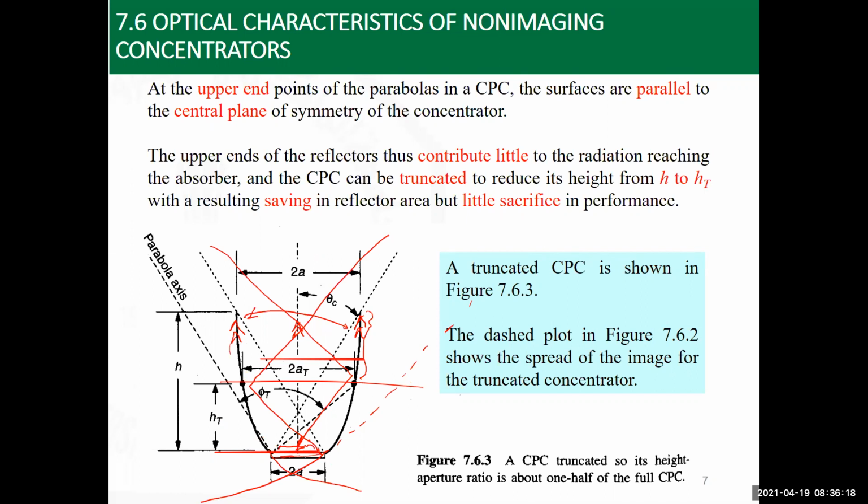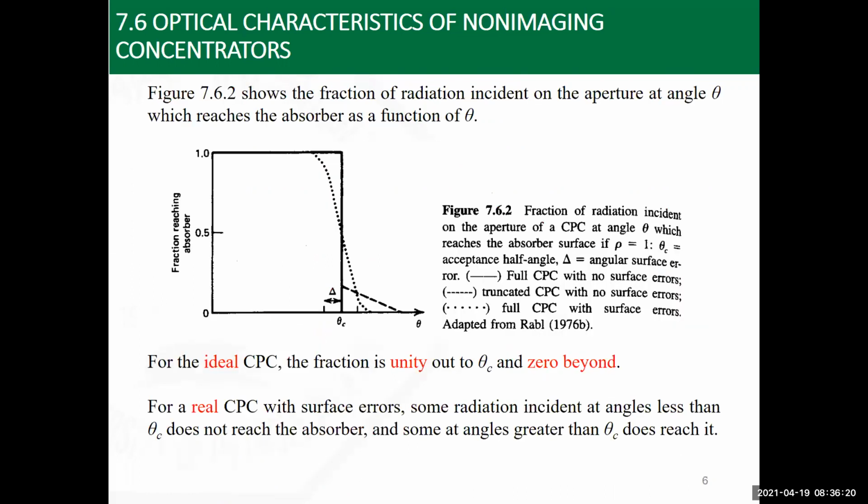And we talked about that last time, we have seen this in the expression of this figure, that if you are talking about a perfect surface, and as long as the angle is between 0 and theta c, then you expect that 100% of the energy falling into the aperture is reaching the receiver. After that, 0 is reaching.